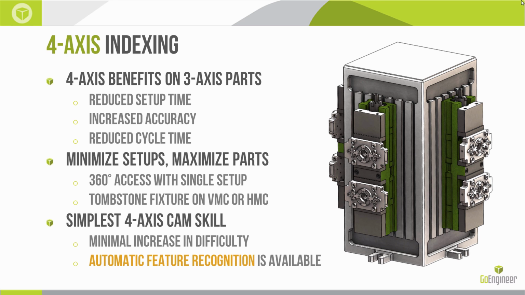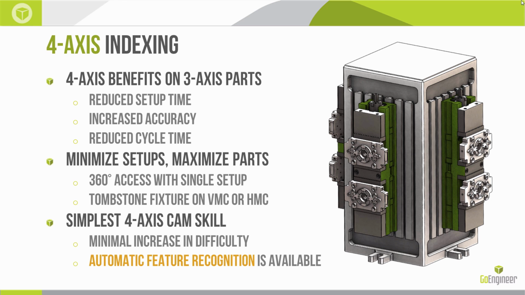Indexing can be done on single parts alone. So you might have a single part chucked up, or what's really common is using a tombstone type fixture. I have an image here of a tombstone on a horizontal machining center. We're going to cover that example. There, because of that four-axis machining, we're technically only machining one side of a part at a time, but we can chuck up 8 different parts at the same time.